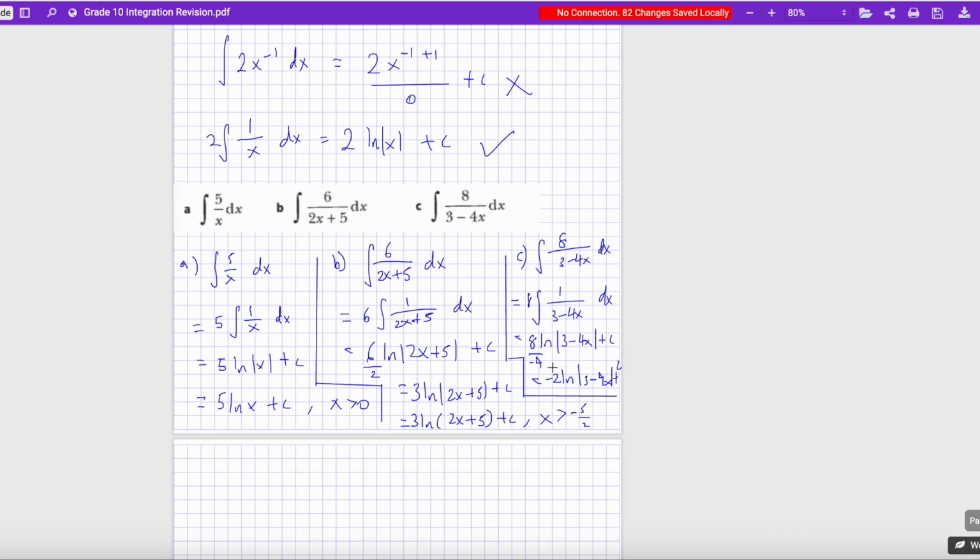Now, if you do not want the mod sign, then you can put a bracket, 3 minus 4x, plus c, but make sure you put a caveat that x has to be less than 3 over 4. If not, you will have 0 or a negative for 3 minus 4x. Maybe I can put a note here. So this will be minus 2 ln of 3 minus 4x plus c, but x has to be less than 3 over 4. If not, you will have 0. All right, so these are the 3 examples.